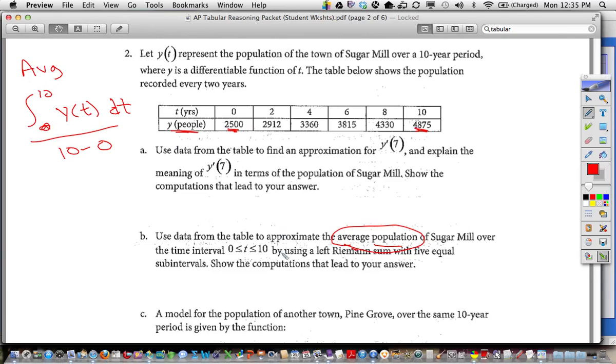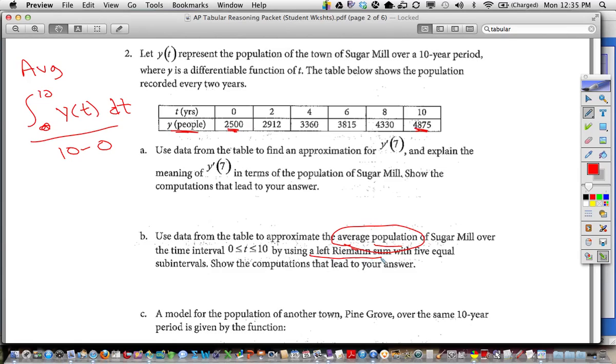Now, notice I wasn't even thinking about left sums. Why not? Well, because a left sum is to approximate an integral. So I can't do a left sum until I have an integral written. Now, for this one, it was pretty easy. Like what most of you did, you added them up and divided by 5 or whatever. That was fine. You were thinking it through, and that's okay.